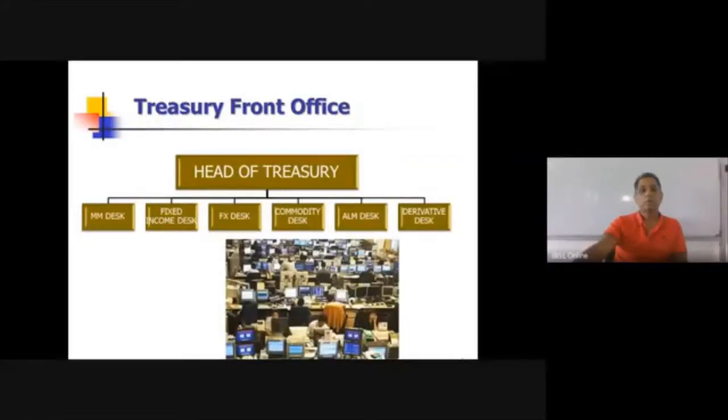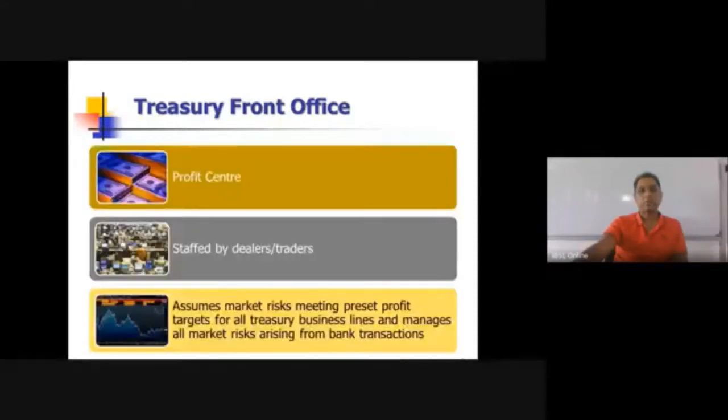Okay. So, like I said, it's a profit center. It's staffed by dealers, traders. Basically, that's just a name that has come over the years. It assumes market risk, meeting set profit targets for all treasury lines, and manages all market risk arising from the bank's transfer. Like I said, the main thing that Treasury looks at to manage the bank's liquidity and manage the bank's risk is the market risk aspect of things.